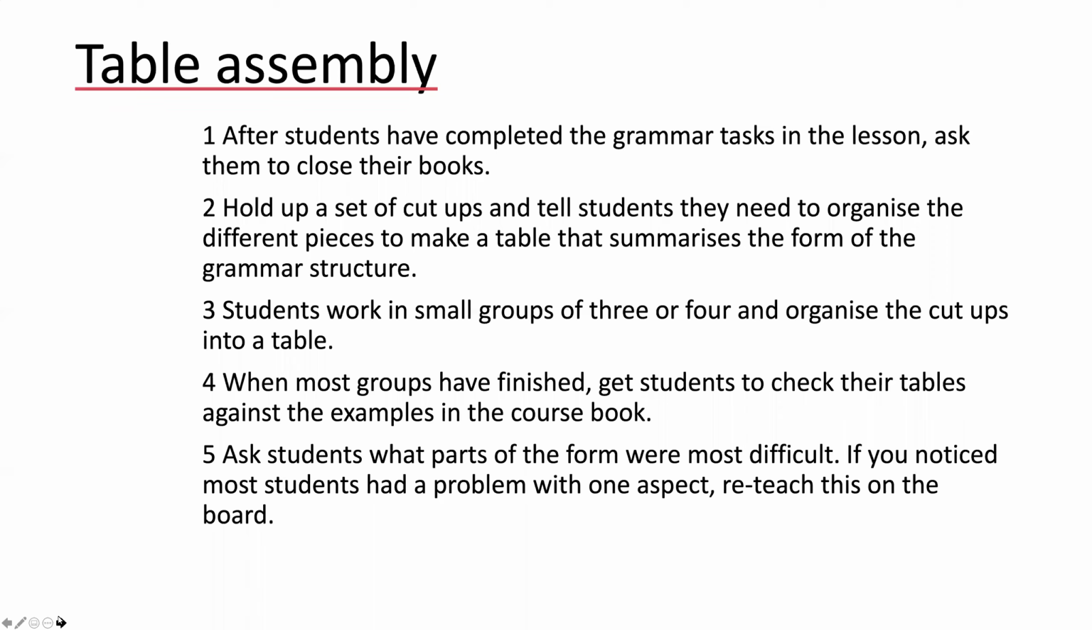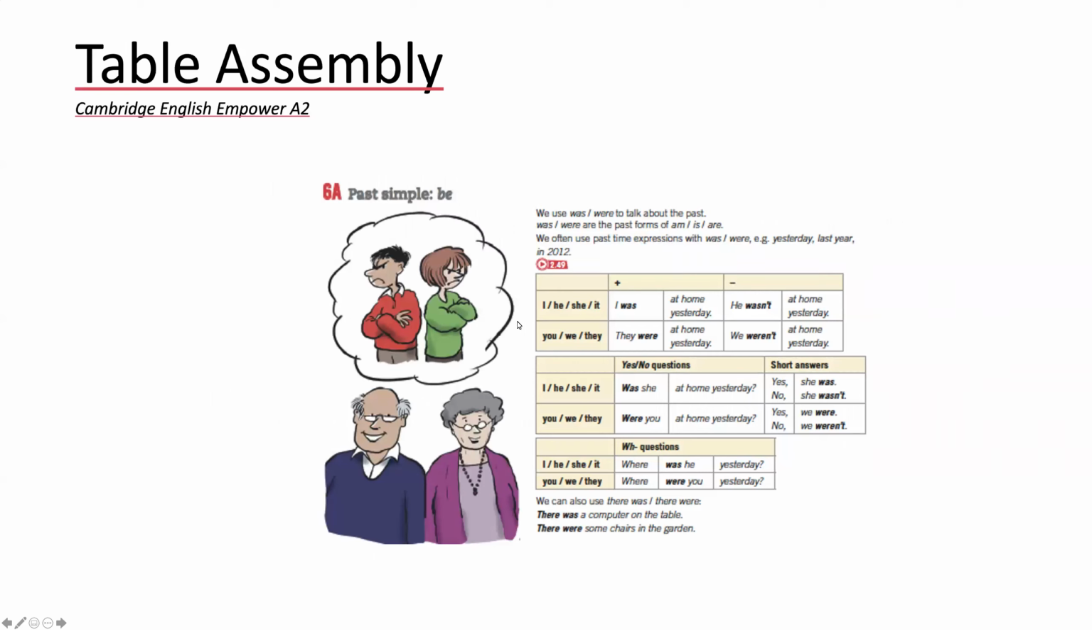And I think it's a good idea if this is something that students do in a small group of maybe 3 or 4, and they organize the cut-ups into the table. And when most groups are finished, they can maybe check their table against the example in the course book, or you could get students to stand up and wander around, and they could look at each other's tables and see if they match, if they're the same. They could give feedback to each other. That would make things a little bit more interesting. And then once students have checked in the course book, you could do some kind of feedback on the form task. So this is the kind of table that I mean.